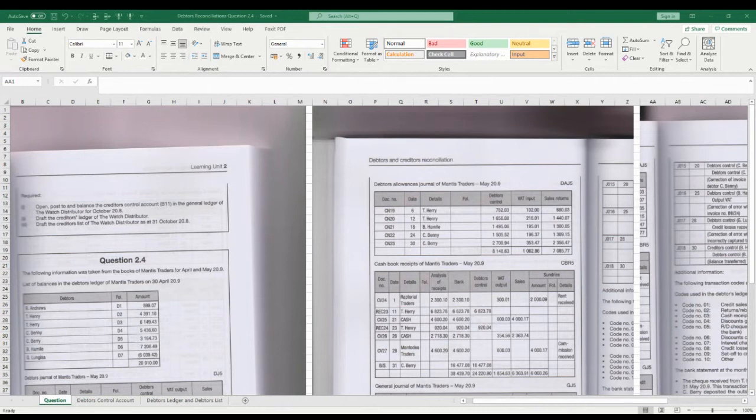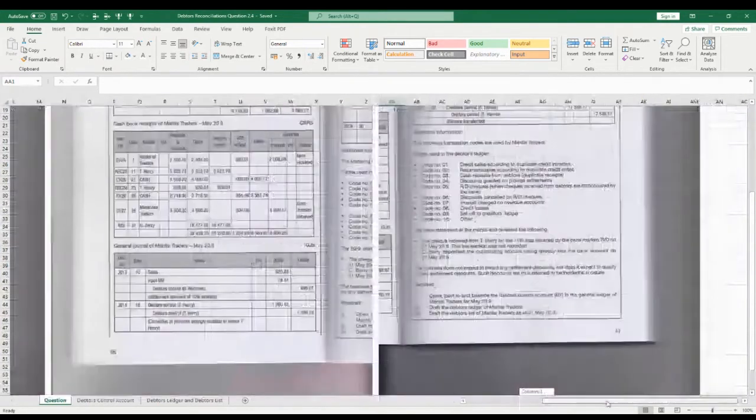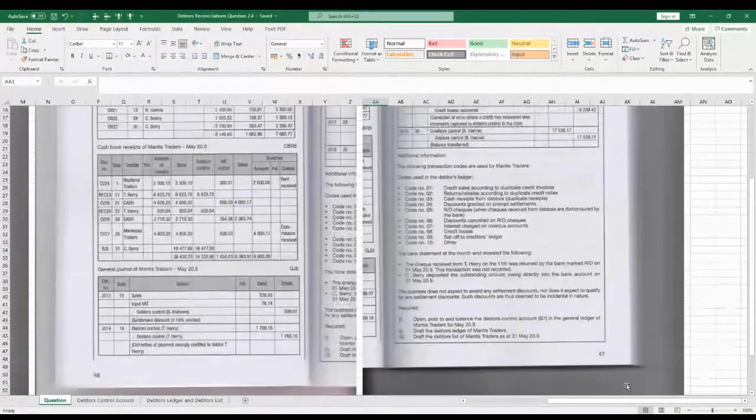So the first thing you need to look at when you do the question, let's quickly page to the last page, you have to look at what is required from you. Now you'll see these three parts in this question of what they want from you. So the first thing is open, post to, and balance the debtors control account. So they want you to do the general ledger T account. Now, what you have to do is draw up the T account, and then remember, because they want you to balance it, you need to show the opening balance, then show each and every individual transaction to get to a closing balance.